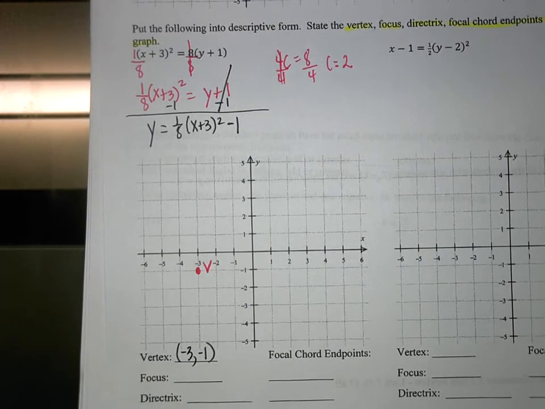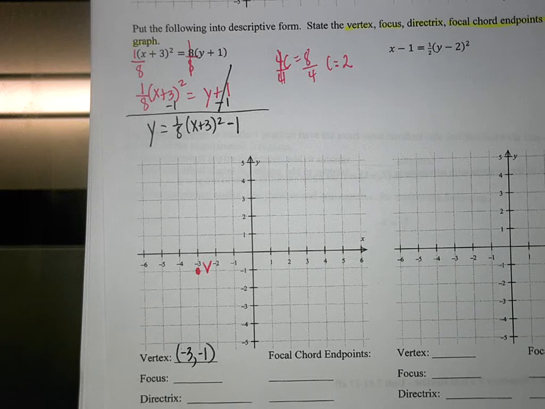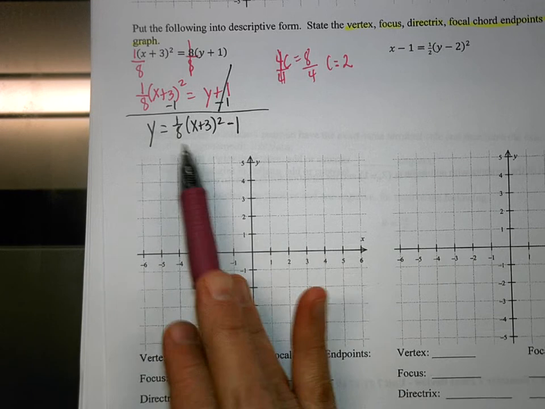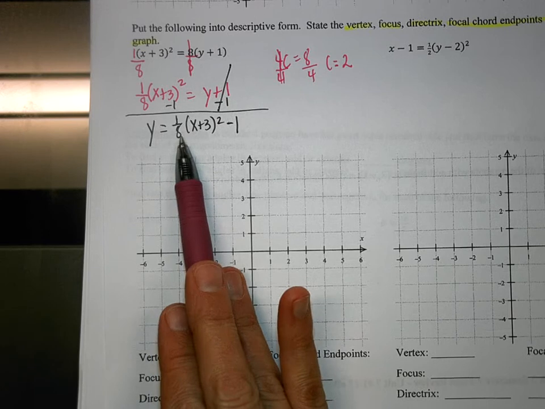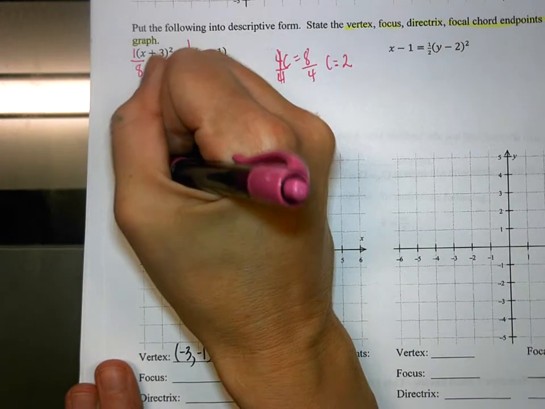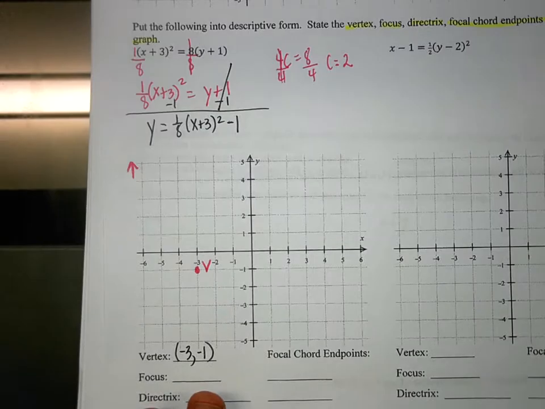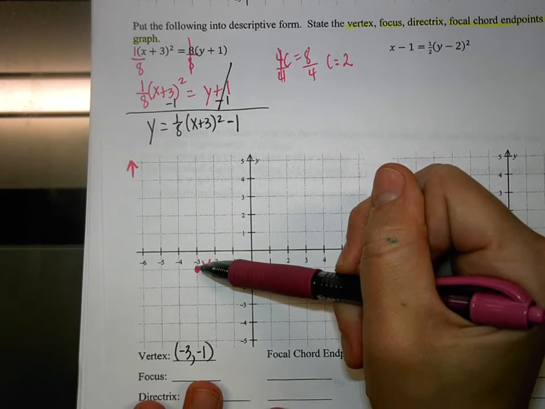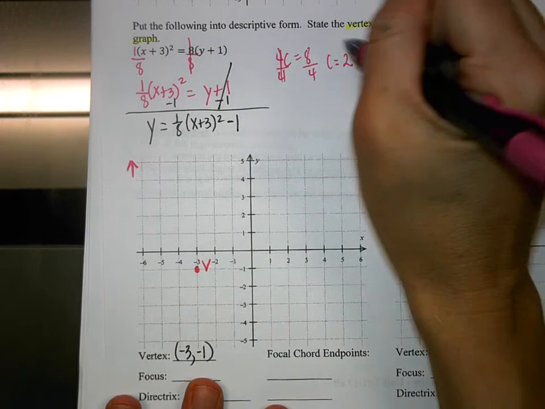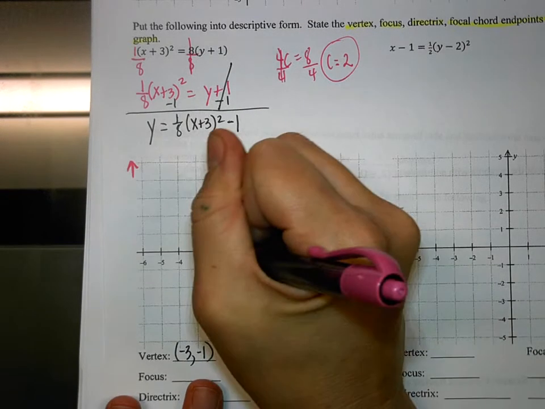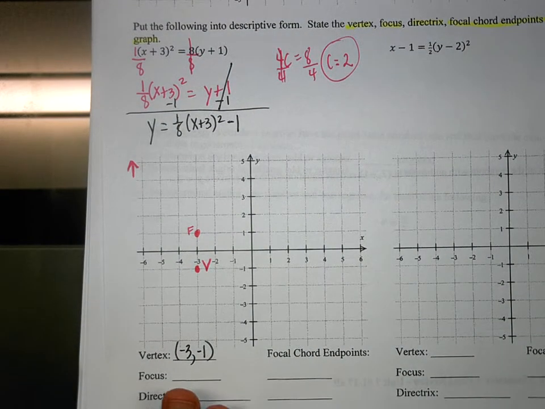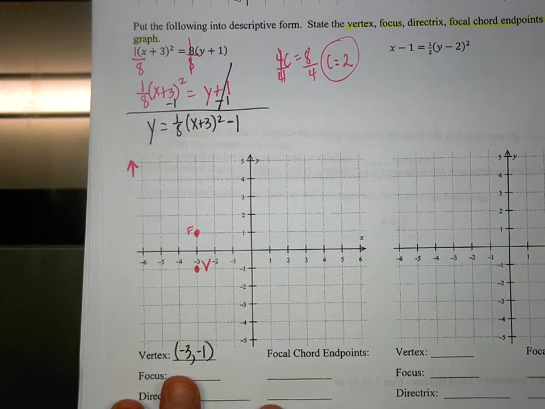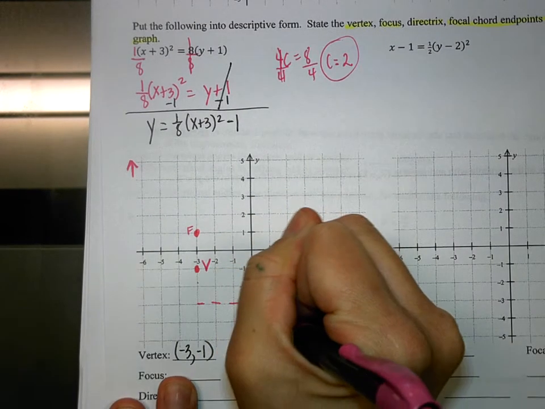Now, what direction is your graph going? So it's y equals, so up or down, and it's going up because this is positive. So I'm going to make a little note over here that this graph is going up. Your focus is always inside the curve. So from my vertex, my focus is going to go up 2. So we go up 1, 2, and I'm going to label that with an F for my focus. My directrix goes the opposite direction, so I'm going to go down 2, and then we make our directrix.